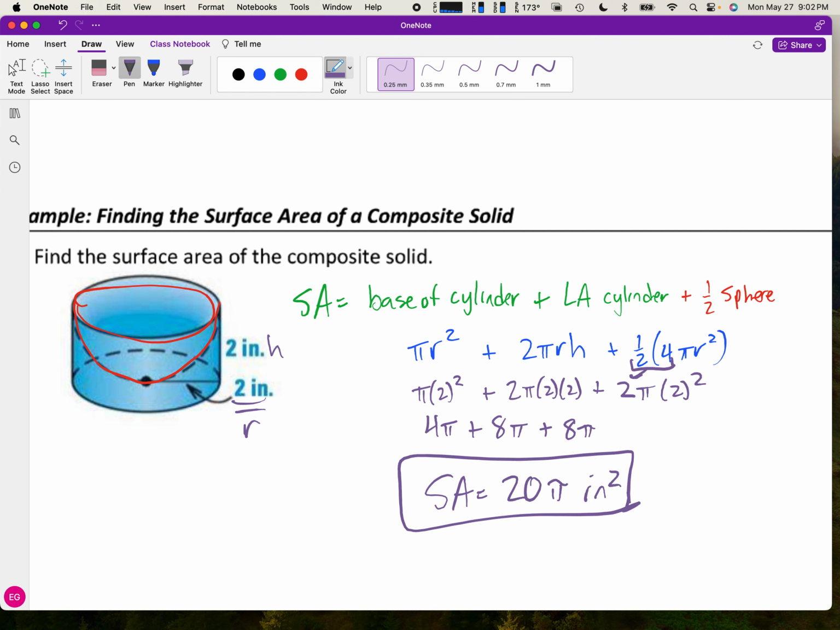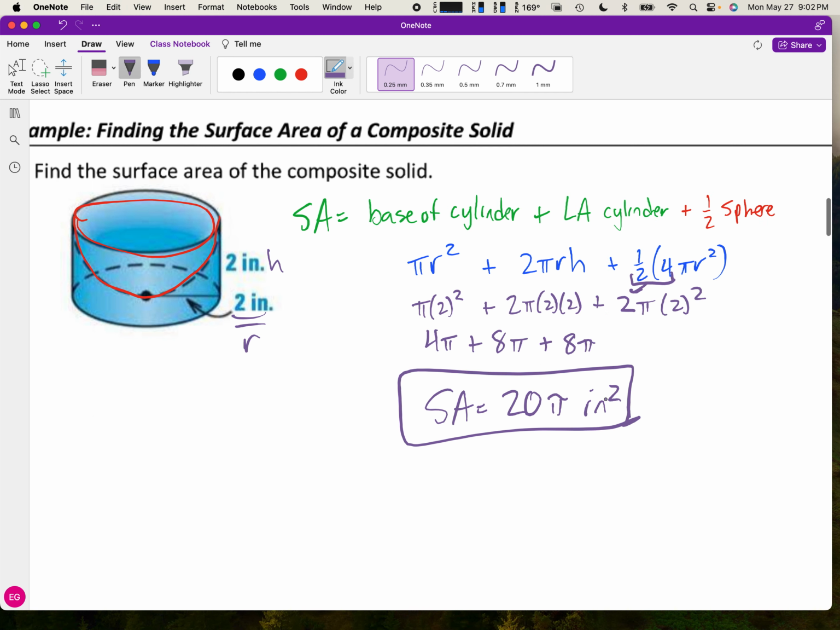Area, so inches squared. To summarize here, we really focused on what would be exposed to the air, or if we took this and dipped it into a bucket of paint, what would get paint on it. And so we have the base of the cylinder, the sides of the cylinder, and then the hemisphere on the inside there. Okay?